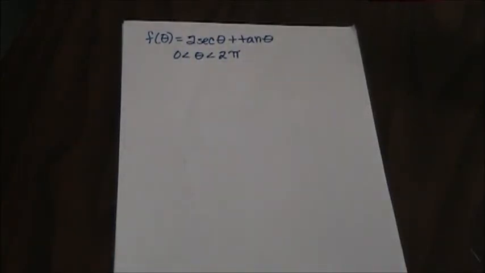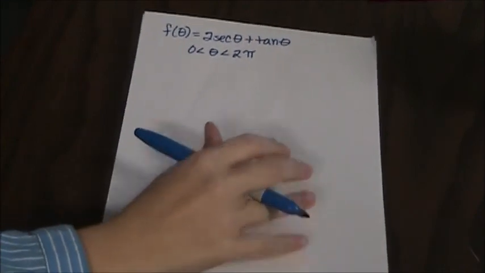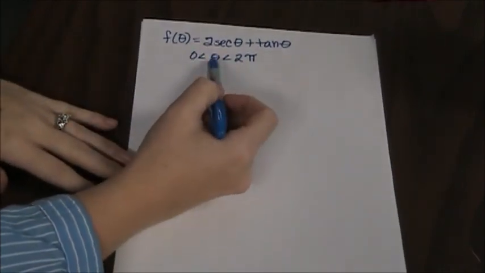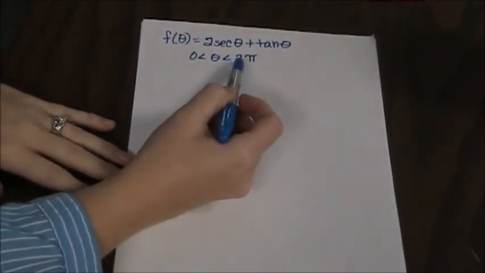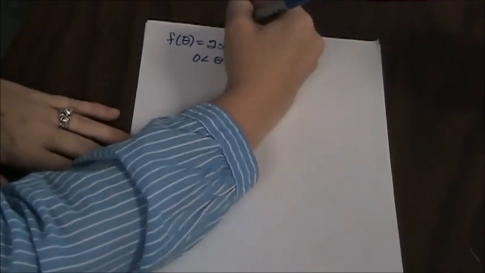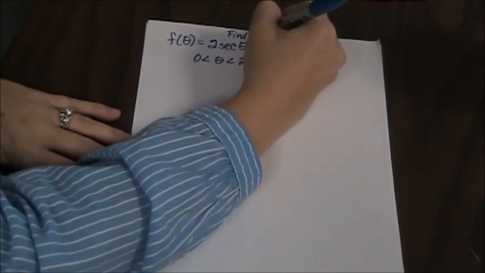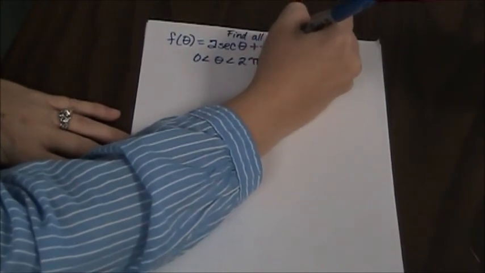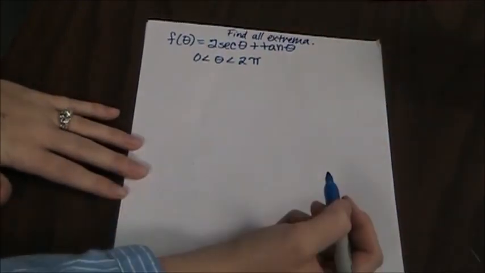The first question on your worksheet was f of theta equals 2 secant theta plus tangent theta on the interval 0 is less than theta, which is less than 2 pi. So first thing we have to do to find all extrema is find the derivative of the function.